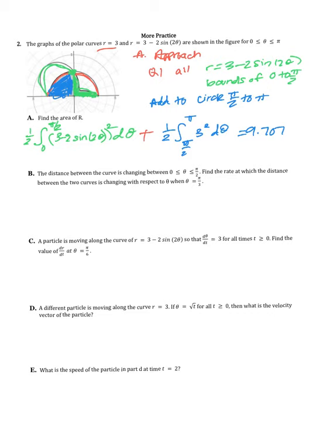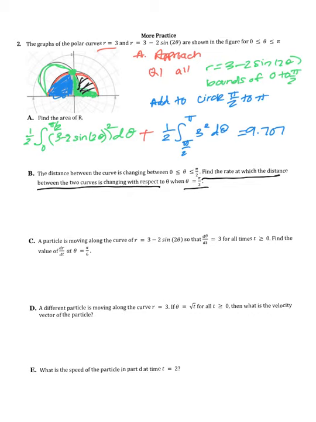All right, part B: the distance between the curves is changing between 0 and pi over 2. So notice that's saying between 0 and pi over 2, this distance between one curve and the other is changing. The question asks us to find the rate, that's telling us to look for a derivative, find the rate at which the distance between the two curves is changing with respect to theta when theta equals pi over 3.